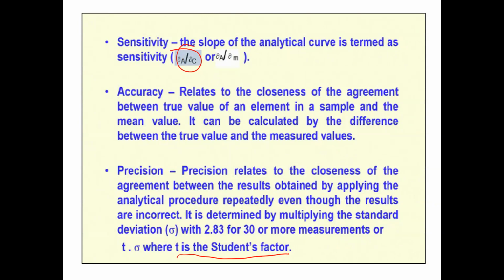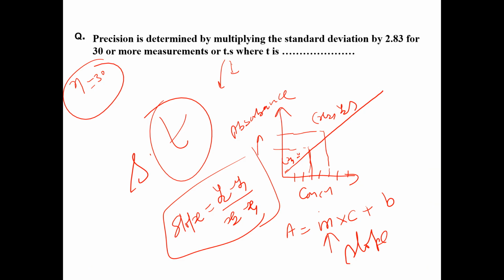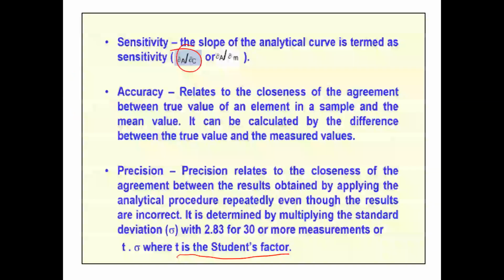So precision is basically not related to the correctness of the result. Even if your results are incorrect, there will still be a precision, right? It is determined by multiplying the standard deviation, sigma, with a factor of 2.83 for 430 experiments or more measurements. You have to do t times sigma.